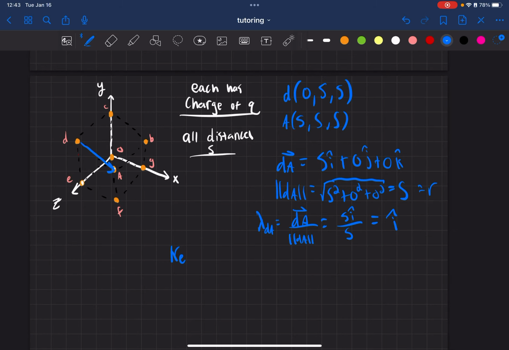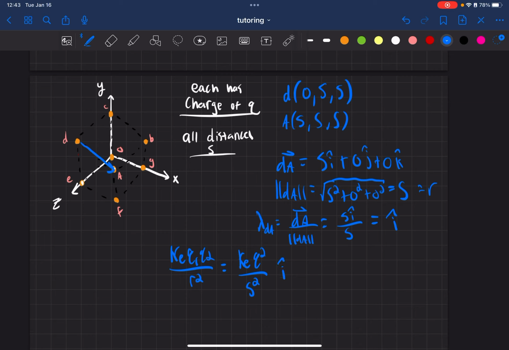Recall our force: k_e Q1 Q2 over r squared. That's our force from the charge. So this is going to be k_e, and Q1 and Q2 are the same because each of them has the same charge, so Q squared. And r squared is the distance between them, which is the magnitude of the position, so it's just S squared. Then we just have to worry about the direction, which in this case is just i hat.